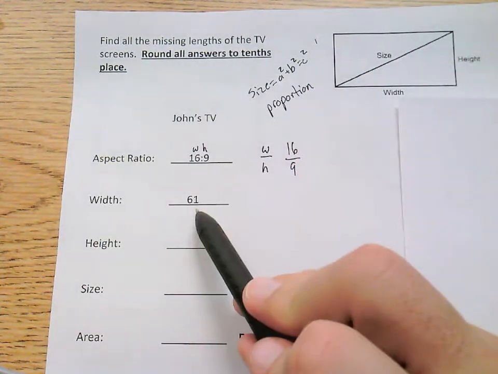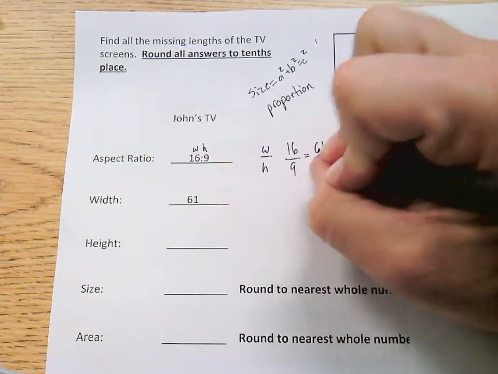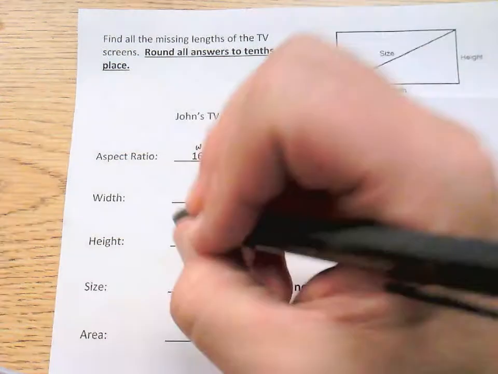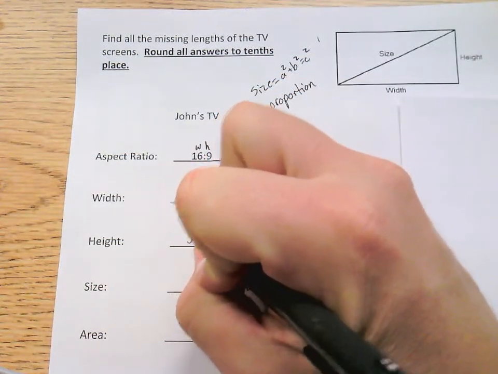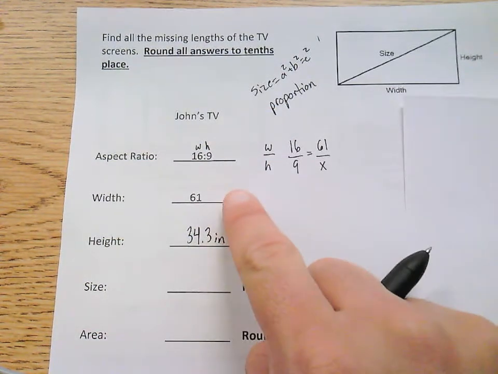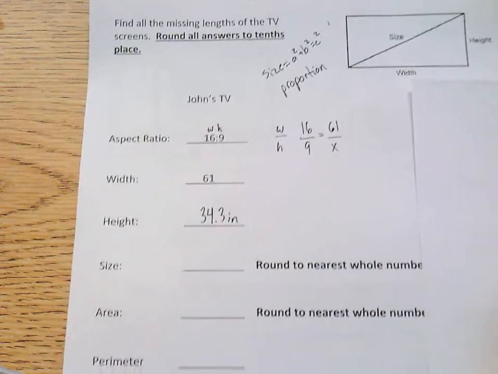But notice I'm given the width. So that means it's going to be 61/x. All right, so when I cross multiply and solve, I believe that's going to give me 34.3 inches for the height.